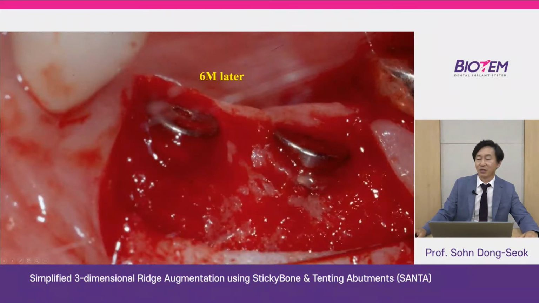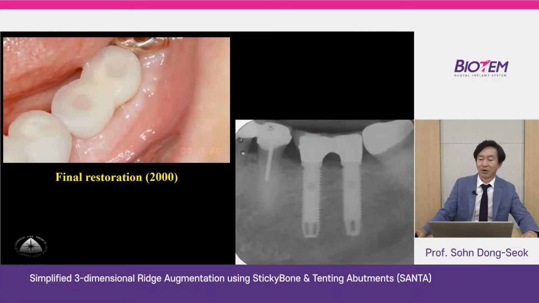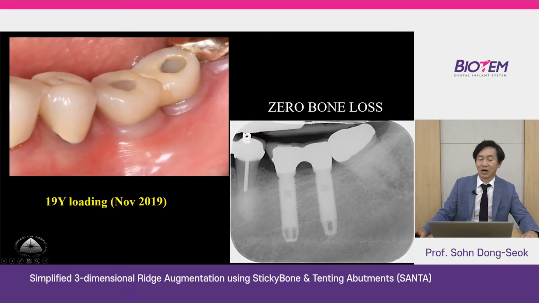Six months later, the wound was reopened. You can see good horizontal bone regeneration with the PRP bone alone. This is the final restoration. This is almost 20 years of loading. You can see very stable marginal bone after 19 years of loading.